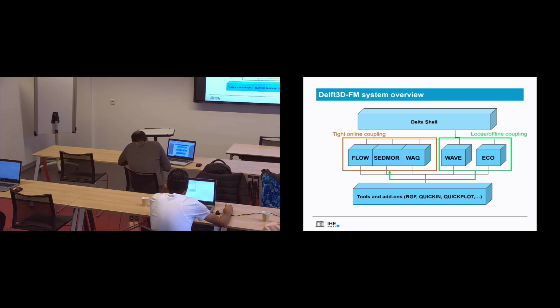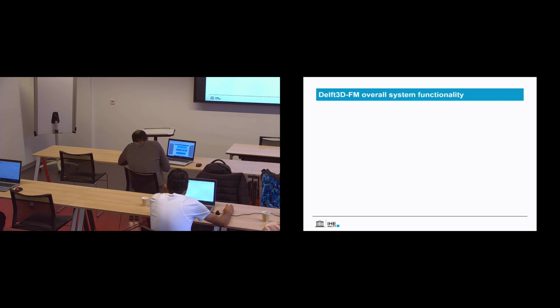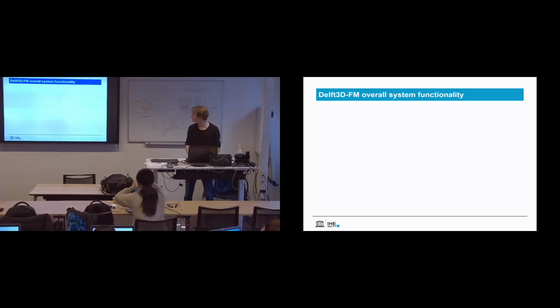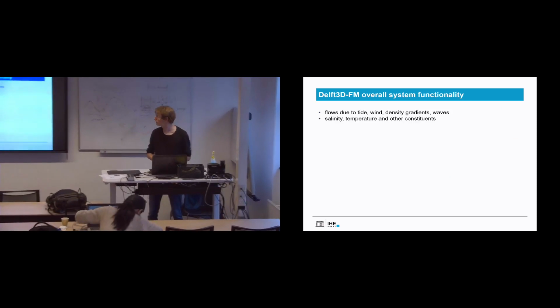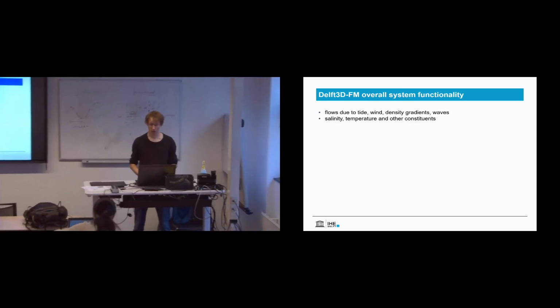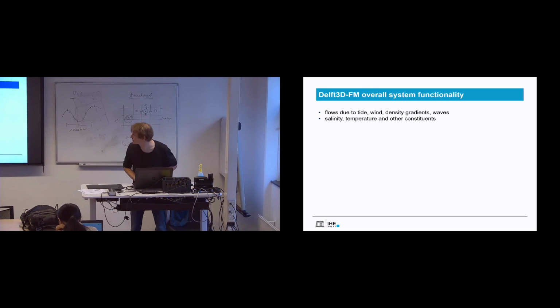Okay. So what can Delft3D do? Well, basically everything that Delft3D4 can do. So it calculates flows under the influence of tide generating forces, wind fields, density gradients because of temperature differences or density difference, temperature, salinity, this kind of stuff, and waves.